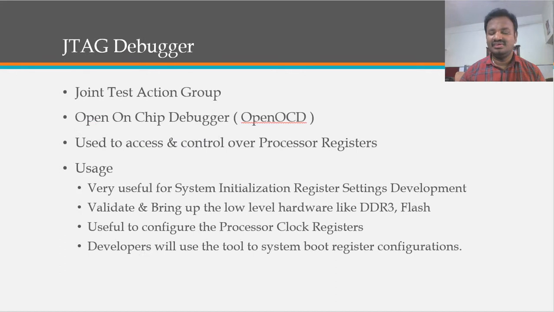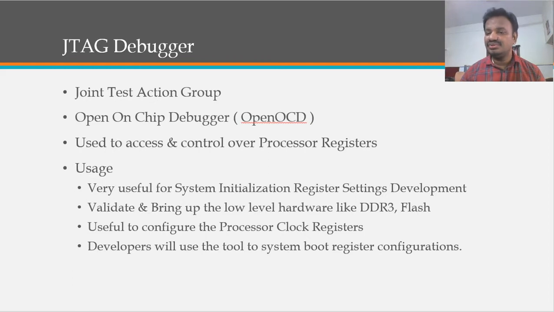And we have the JTAG Debugger, and the JTAG Debugger is the one with which you are able to access the CPU. If, for example, you are getting a board which has nothing running, then we have to bring it up and make it work. We should have some mechanism to access the CPU, right? And that is given by the JTAG Debugger basically. JTAG is the Joint Test Action Group, and it can be used with the open source OpenOCD, which is the Open On-Chip Debugger, used to control and access the processor registers, and we can do that.